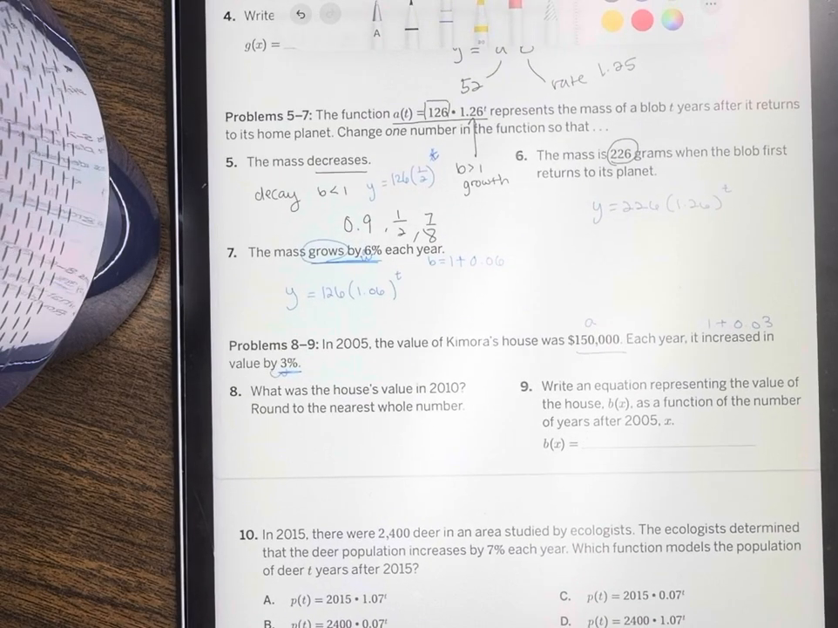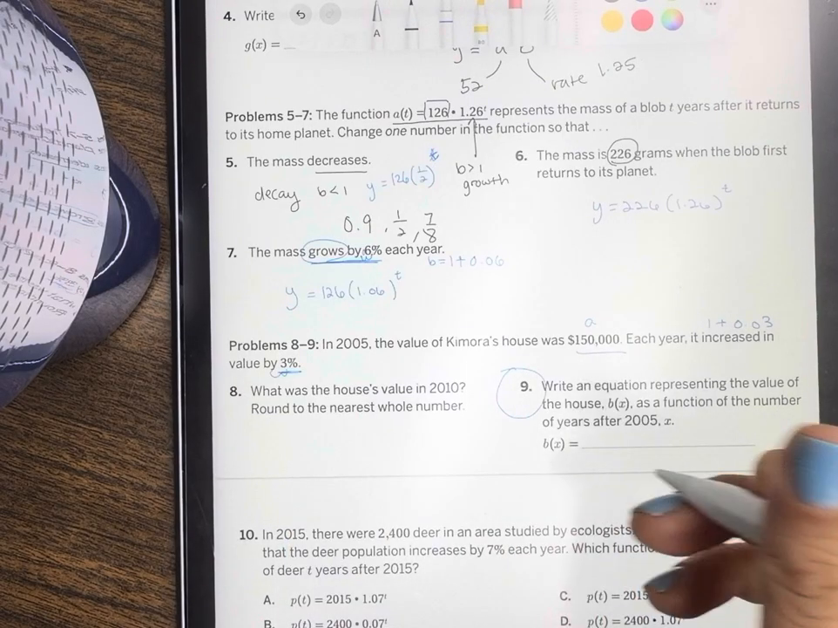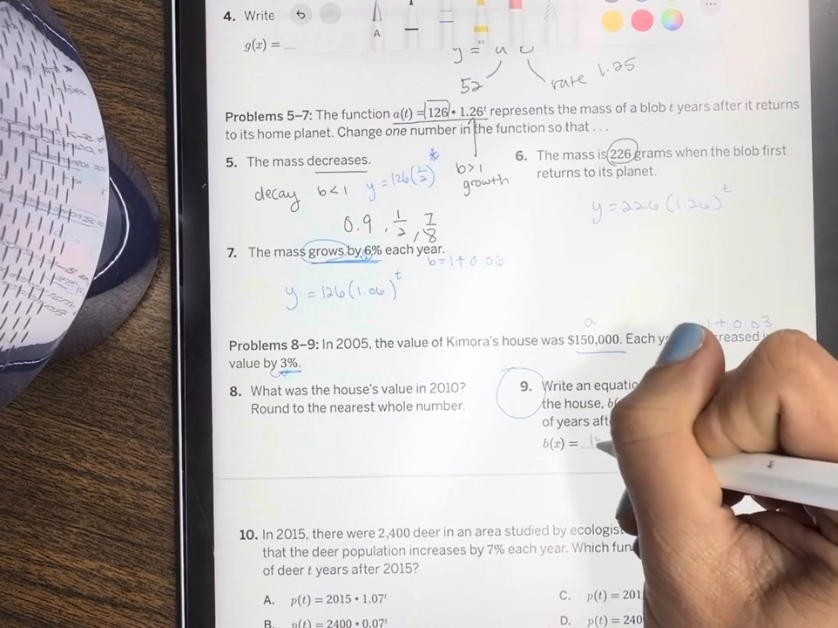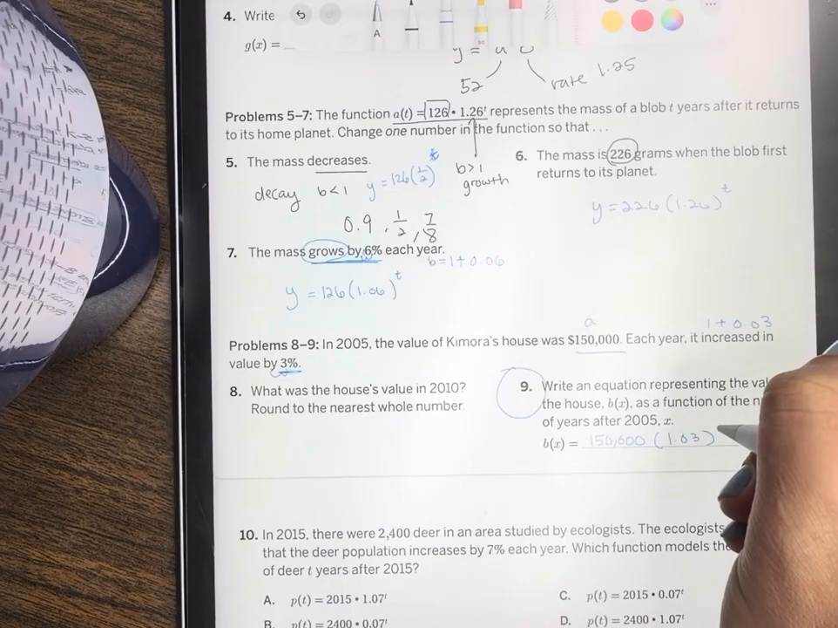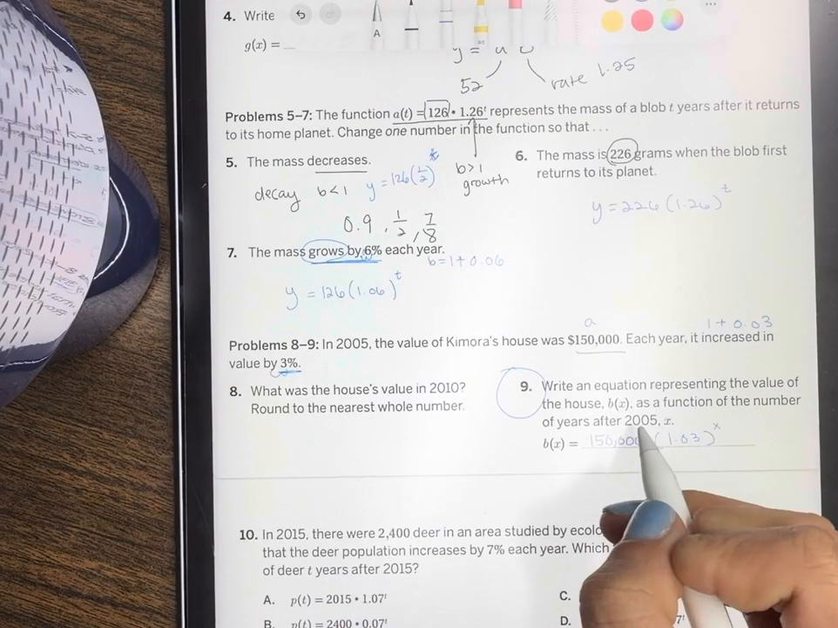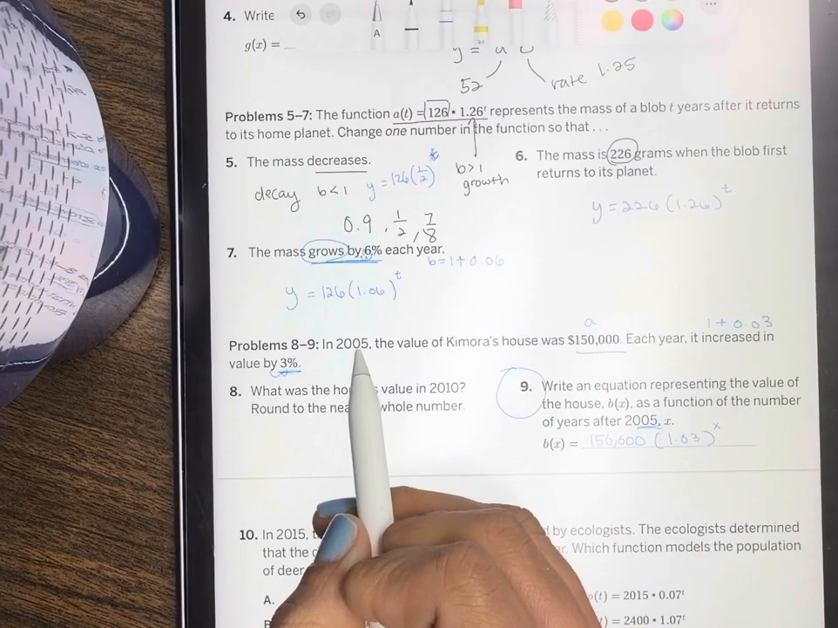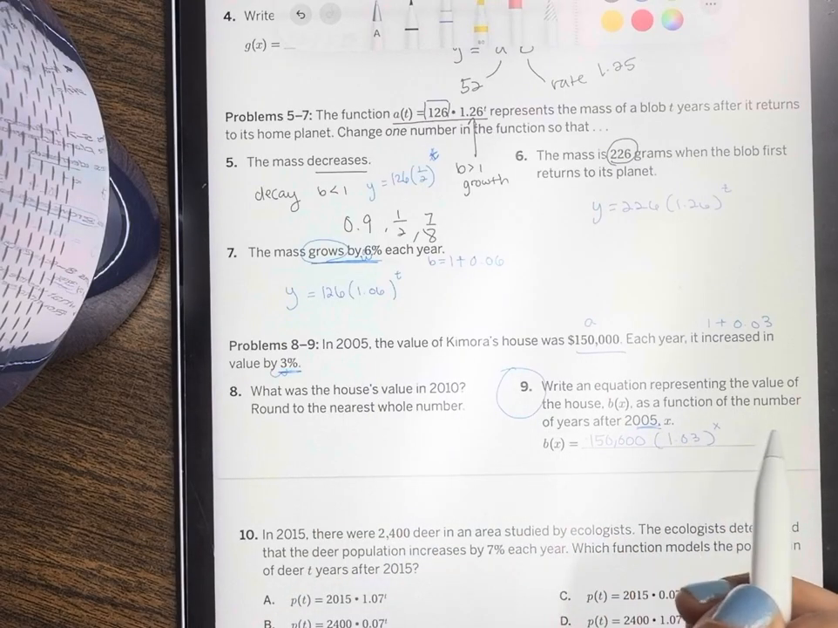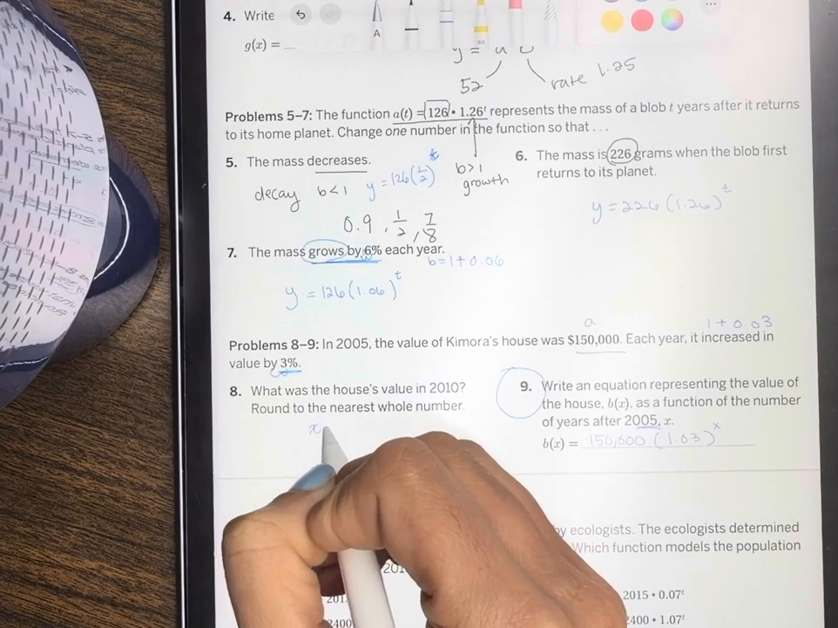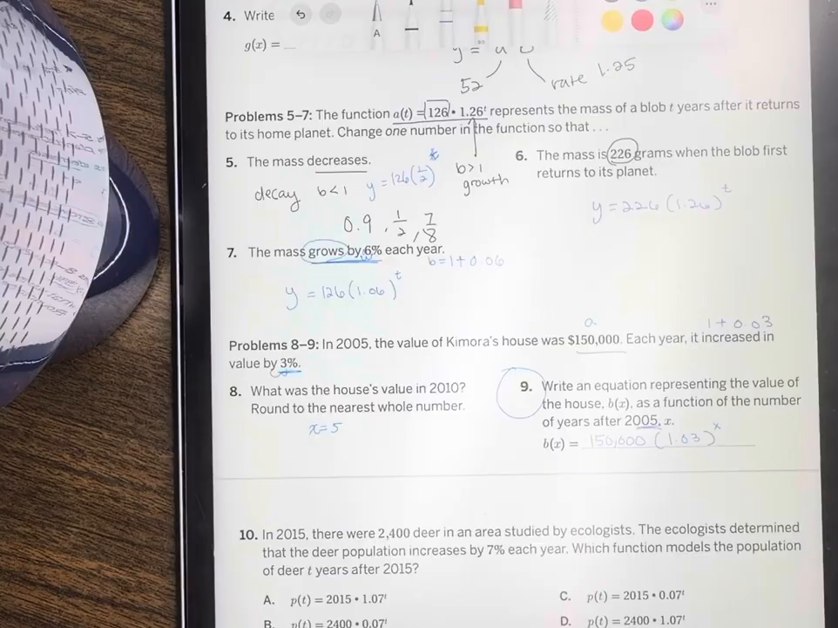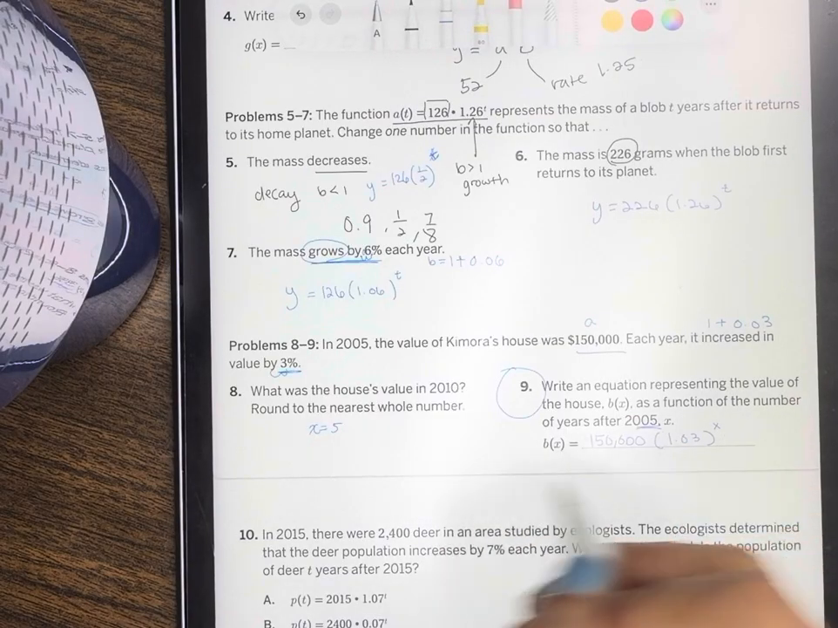Write an equation representing the value of the house as a function of the number of years after. Okay, so I'm going to do 9 first and then do 10, okay? So for number 9, I'm going to have the 150,000 times 1.03 to the x, and x is years after 2005. So in 2005, it's going to be 150, and then each year after that, we're going by that number. So in 2010, x equals 5. It's 5 years after 2005.